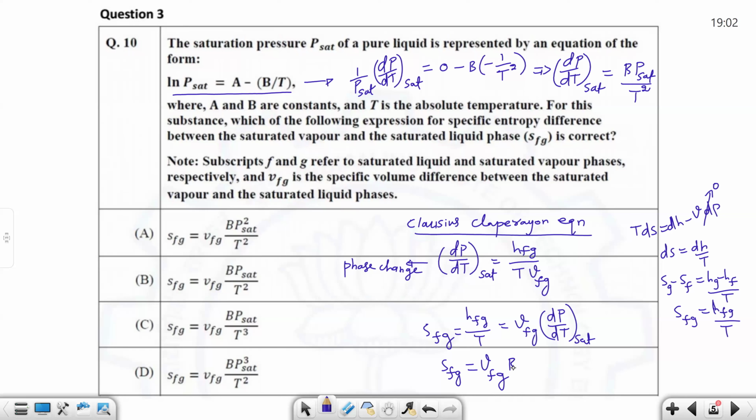So this will be B by T squared. So the answer is matching for B. This is the answer.